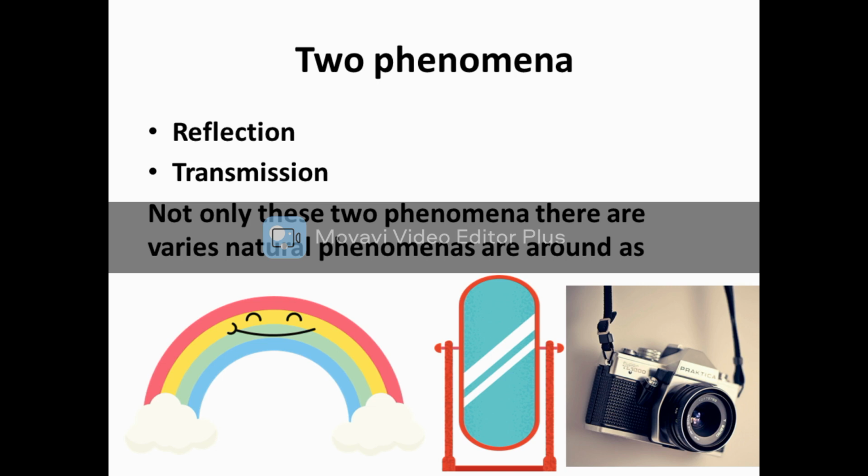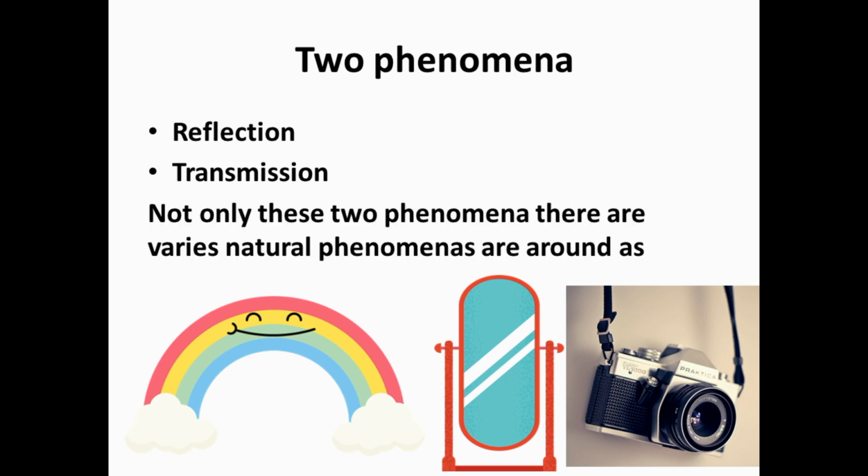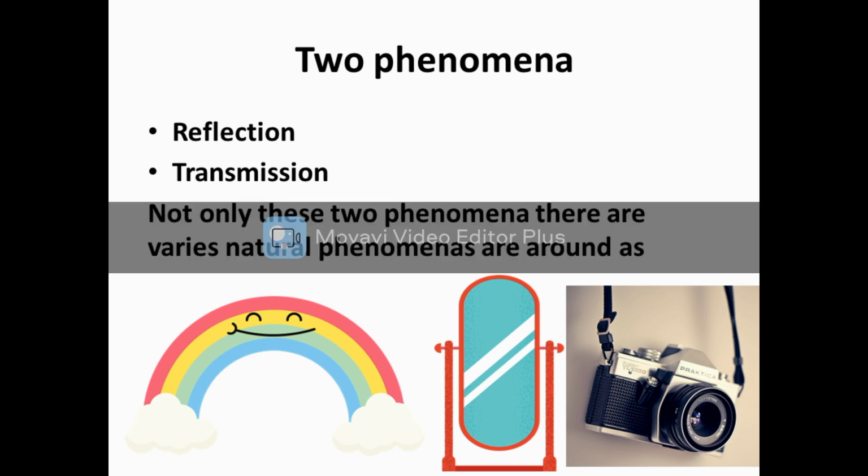When light falls on an object, two phenomena can occur. One is reflection, another is transmission. Reflection means that when light falls on an object, it is reflected, or deviated in various directions. The other is transmission: if the object is fully transparent, the light will be transmitted.